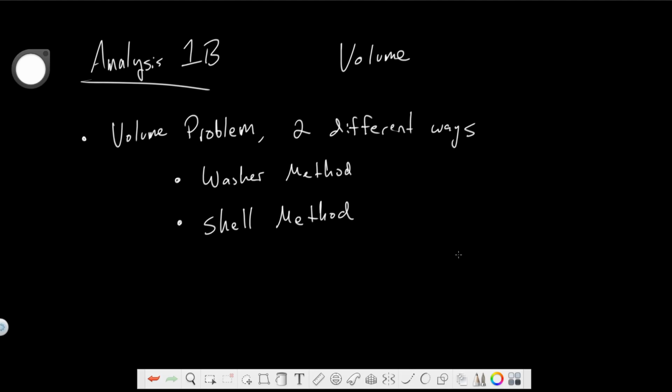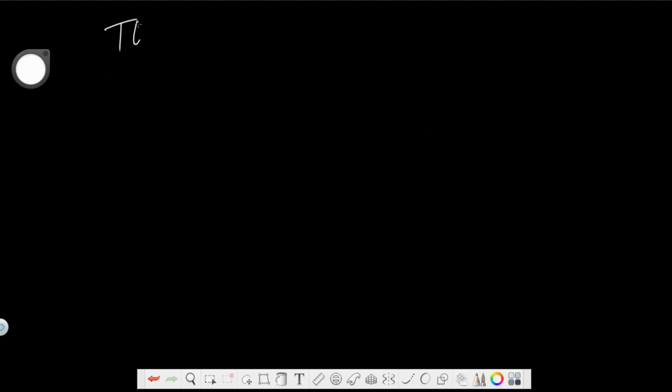If you want to look at this content in the textbook, which is on Canvas, it is in sections 7.2 and 7.3 in the Larson text that you used last semester, but we're also going to be using that same text this semester. Alrighty then, let's go ahead and get started. Let's go ahead and justify the washer method.